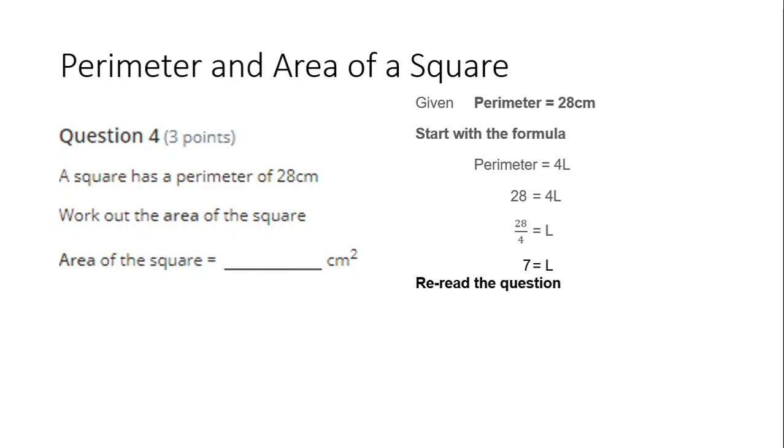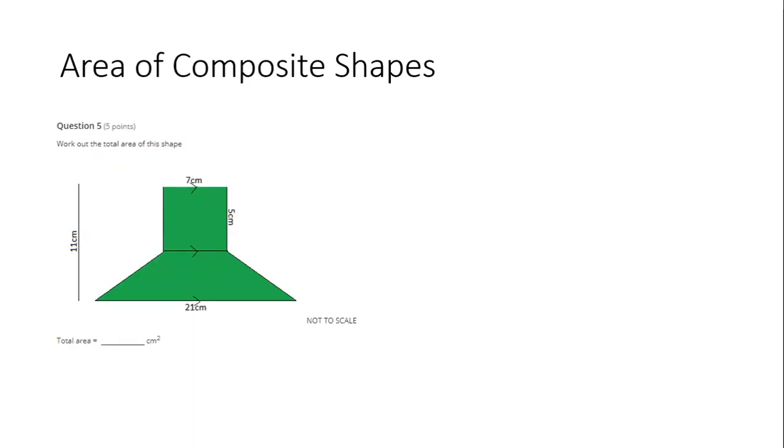Reread the question. We weren't asked to look for the length. We were asked to work out the area of the square. And the area of the square is length times width. If we know that the length is 7, and this is a square, it's going to be 7 times 7. The width is the same as the length. So the area is 49 centimeters squared.